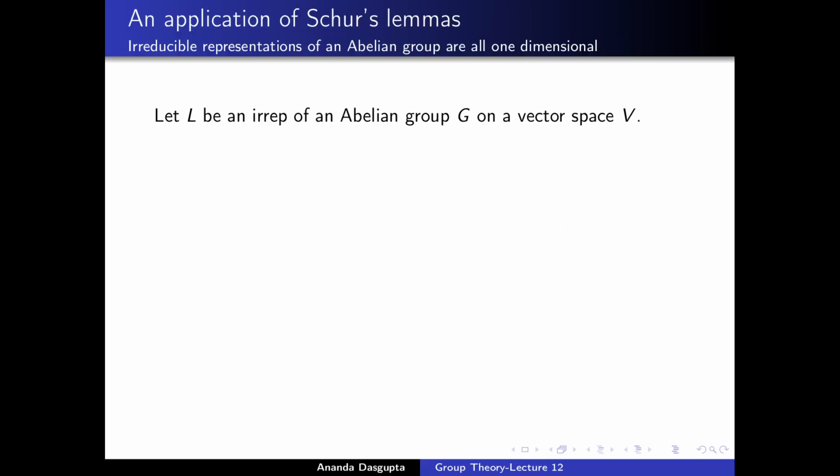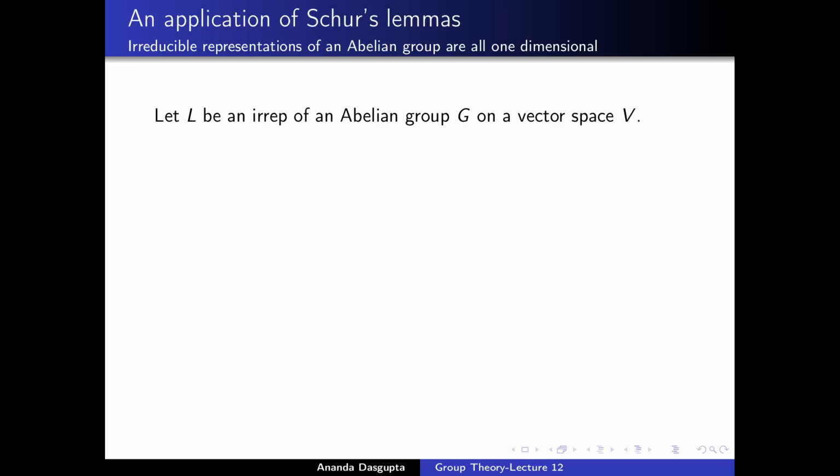The theorem that I am trying to prove here is that all irreducible representations of an abelian group are one-dimensional. So for an abelian group, irreducible representations must be one-dimensional. You cannot have a multi-dimensional irreducible representation of a group if the group happens to be abelian. The proof of this goes as follows.